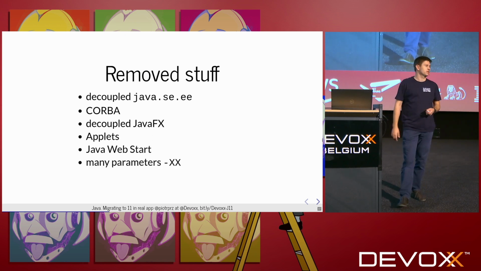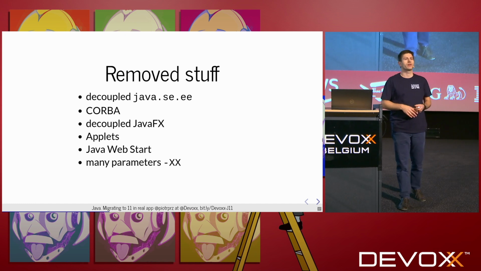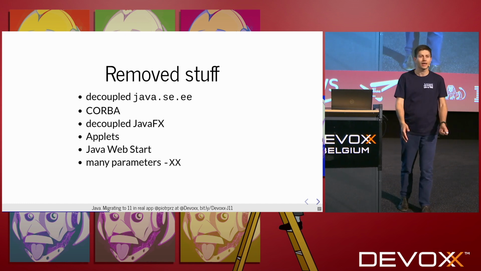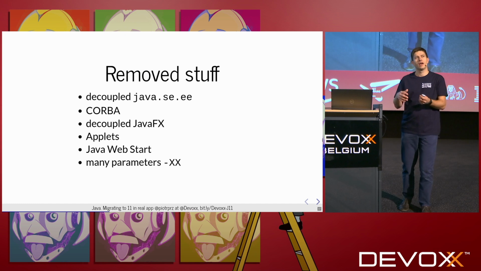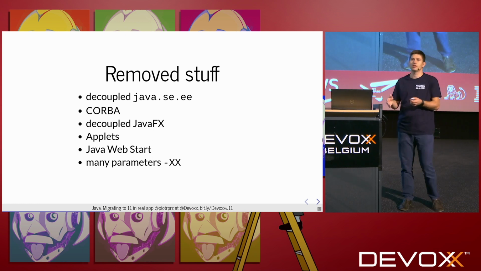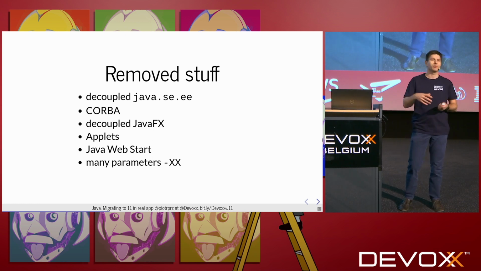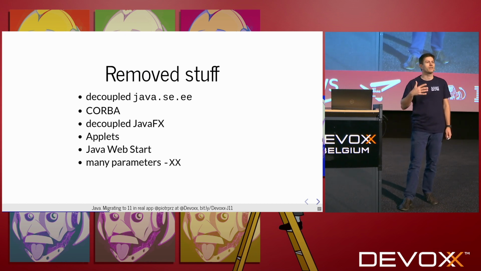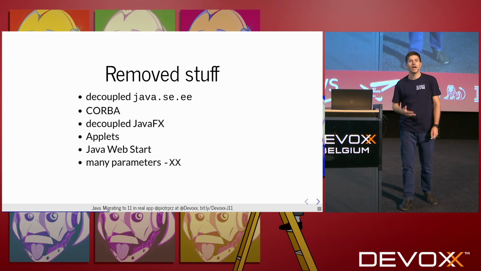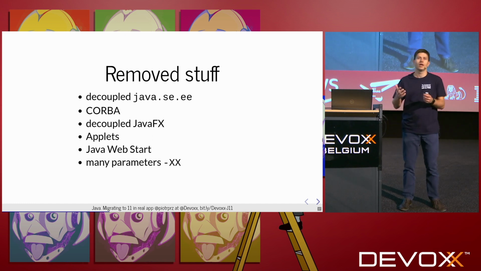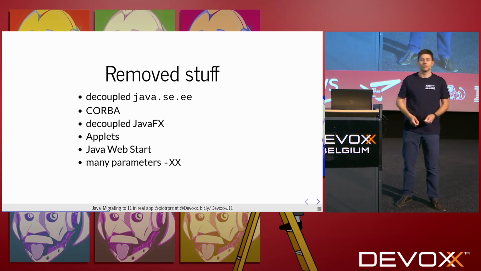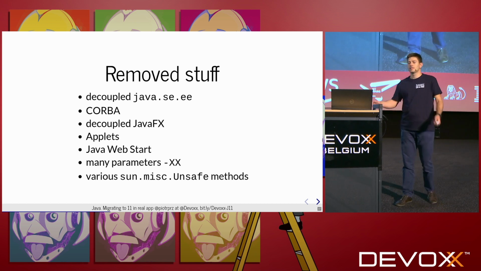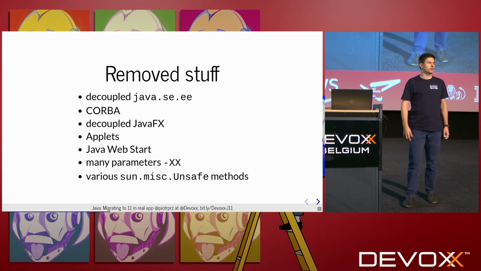Many XX parameters. This might be the moment where your DevOps friends from your company will start crying, because there were almost like 800 parameters for Java 8. Now there's like 500-something. So if they were really using some fancy parameters, mostly outdated or deprecated, they have to redo their scripts basically, and we have to help them. So we can show them the bloody manual so they can read that, right? And various sun.misc.Unsafe methods also got removed.